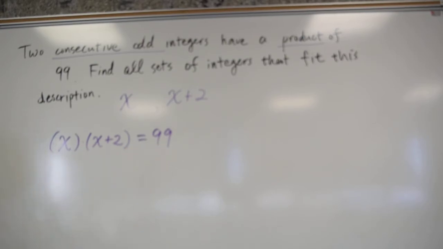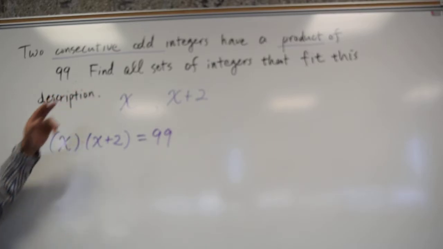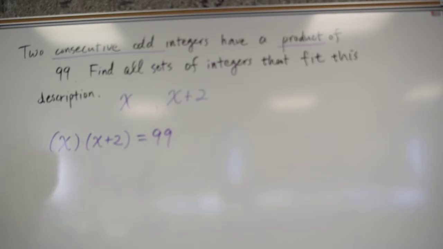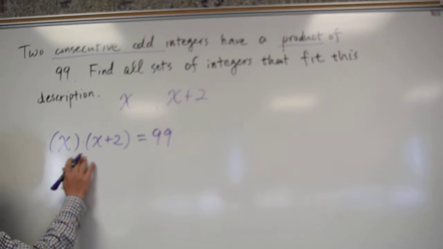And then there's this cryptic question at the end. It says, find all sets of integers that fit this description. So apparently, it seems to suggest that there's more than one. Maybe or maybe not. So let's see what it means. Okay, so let's try to solve this.